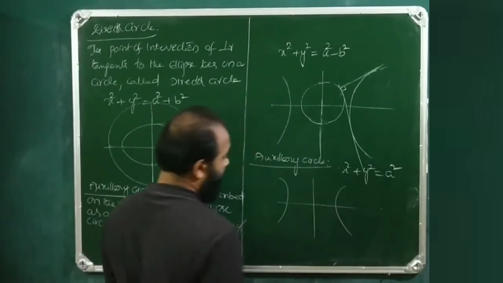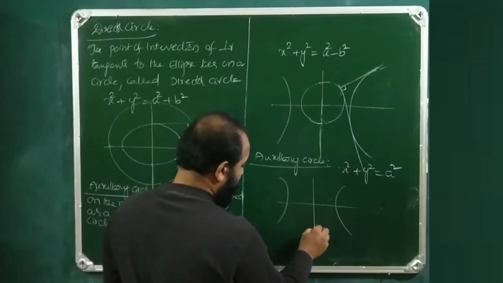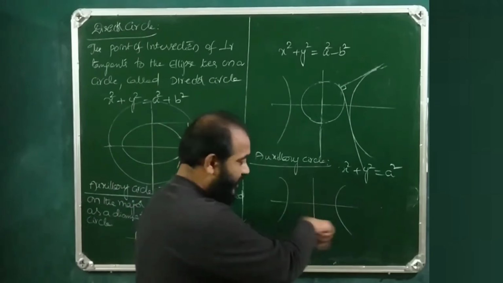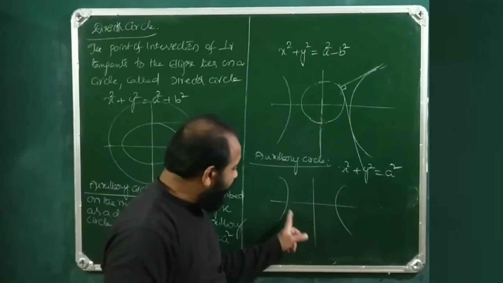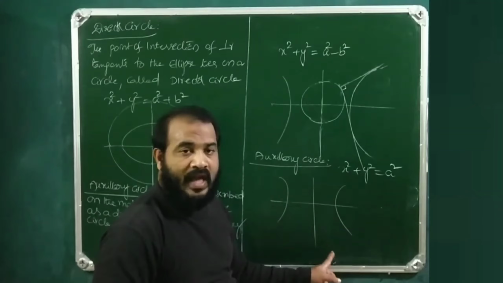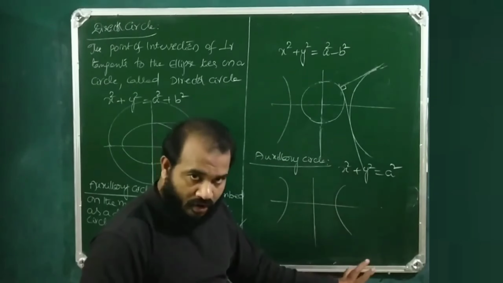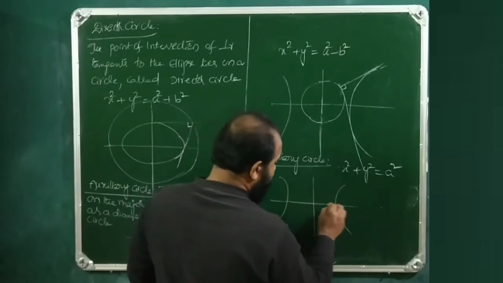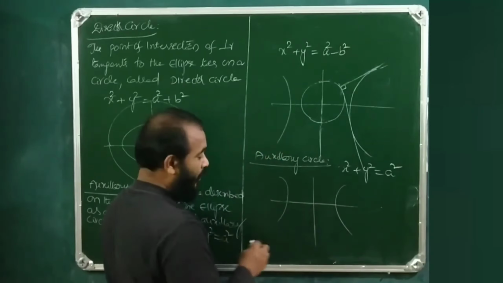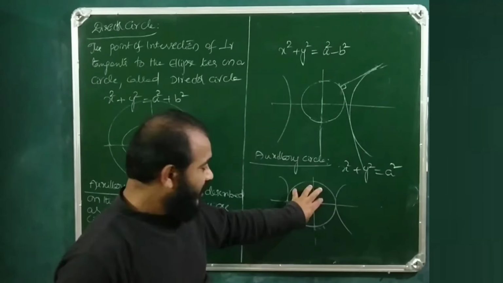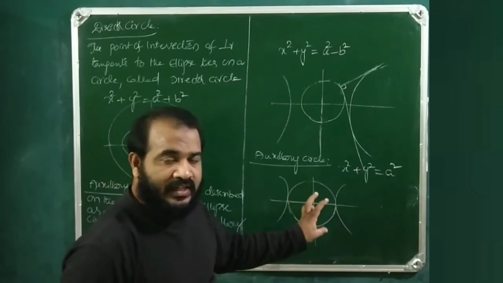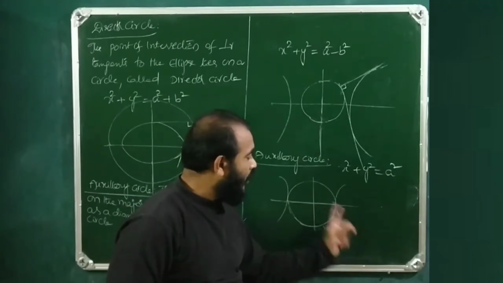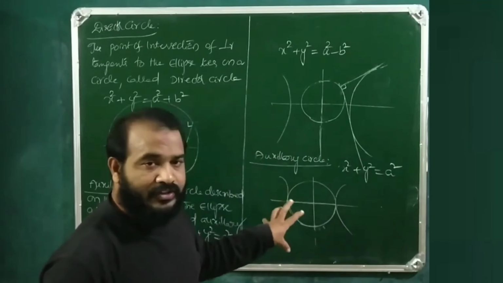This is the hyperbola, and the circle described on the transverse axis of a hyperbola as the diameter is called the auxiliary circle. So this is the major axis of this hyperbola. So this circle is formed whose diameter is the transverse axis of the hyperbola. So this is the definition number 1.